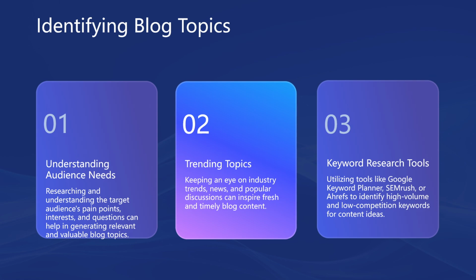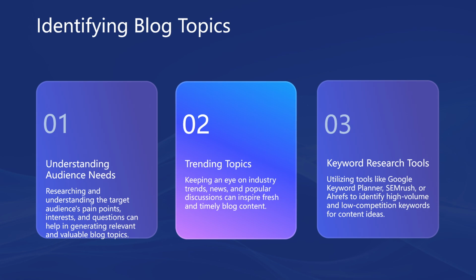Identifying the blog topics. The first and important thing you need to understand when you start to write a blog is to identify the topic of the blog that you need to write. Topic selection comprises three steps. First, understanding the audience needs. Second, trending topics that people are searching on Google or any other search engines. And third is keyword research tools. So in the first section, we will understand how to understand the audience needs.